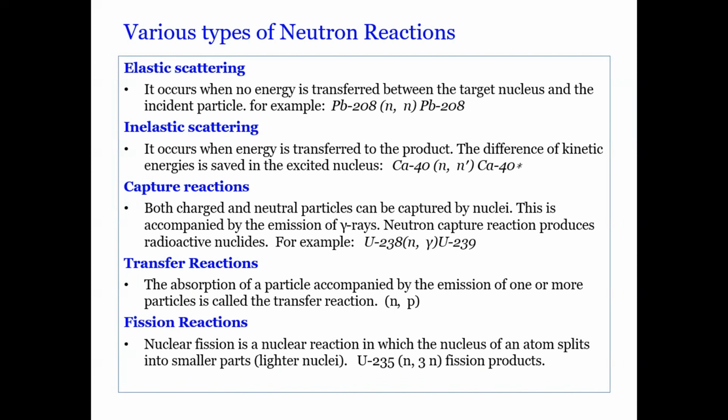Let's talk about the fission reaction, which is part of the neutron reactions. Nuclear fission is a process in which a nuclear reaction occurs and the nucleus splits into smaller parts, the lighter nuclei. For example, uranium-235 absorbs a slow neutron, becomes U-236, and then it is separated into two parts. They are called fission products. And 2 to 3 neutrons are also coming out with it.